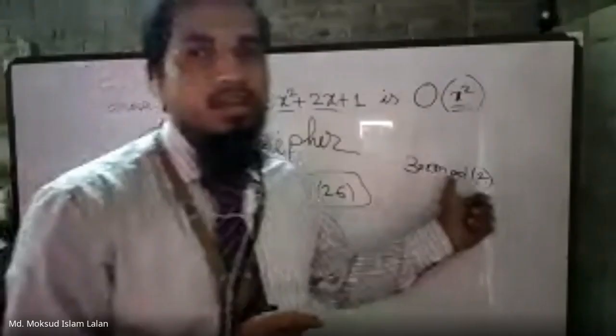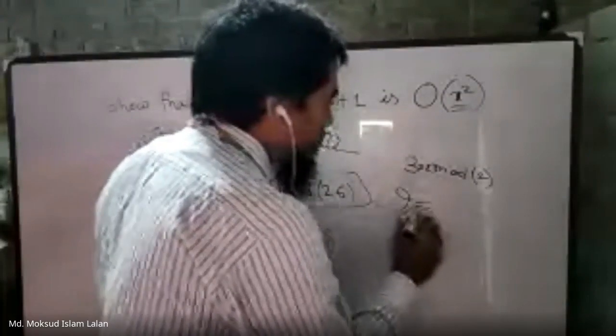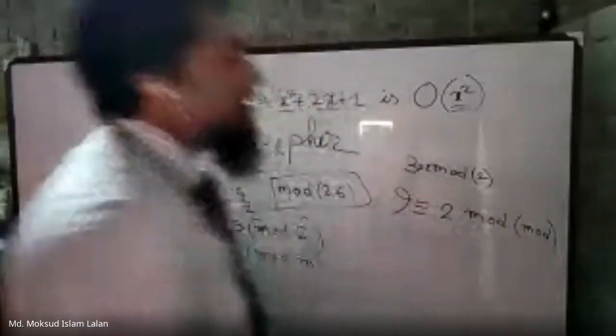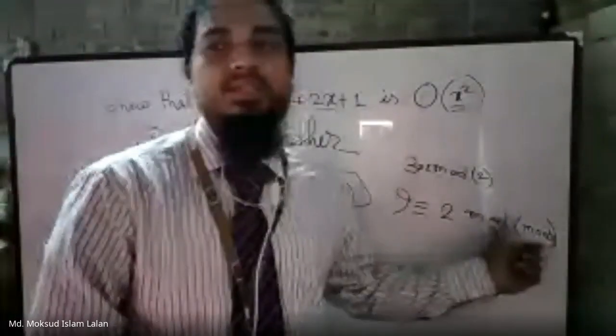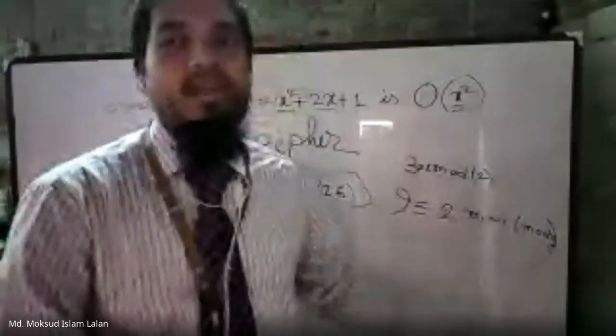Like this. As for example, 9 is congruent to what mod 3? What will be the remainder? Sir, 1. Yes, very good. So actually this modulus deals with remainder. So you have to find out the remainder.